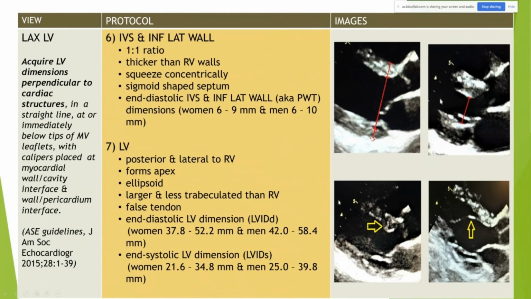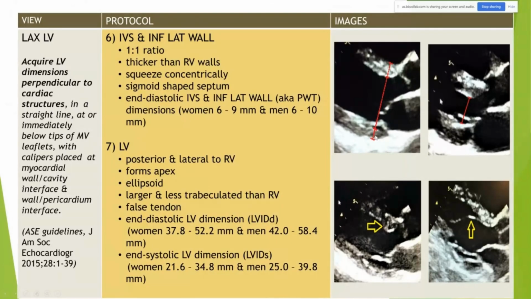So interventricular septum, your LV, and your posterior wall thickness. Make sure that you measure them. Now, for your interventricular septum and your inferior lateral wall, the ratio should be 1 to 1, meaning if this is 0.6, if it's normal, this should be about 0.6 to 0.7. They're going to be thicker than the right ventricular walls.